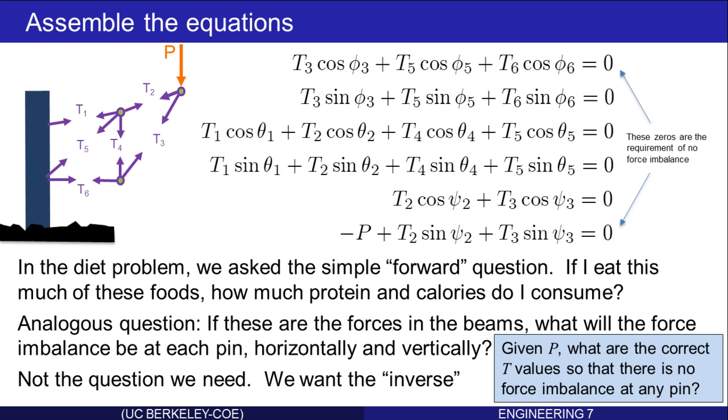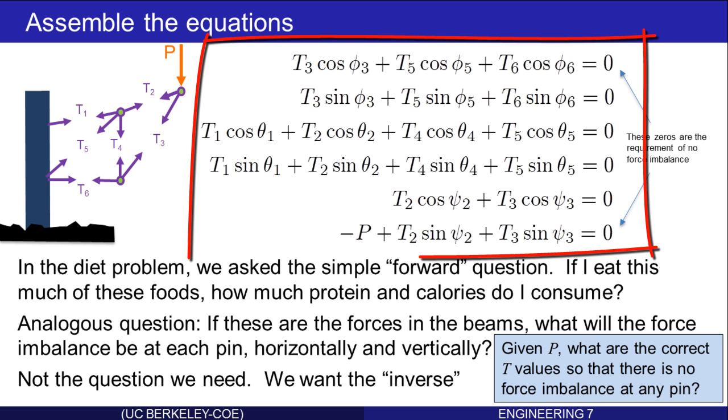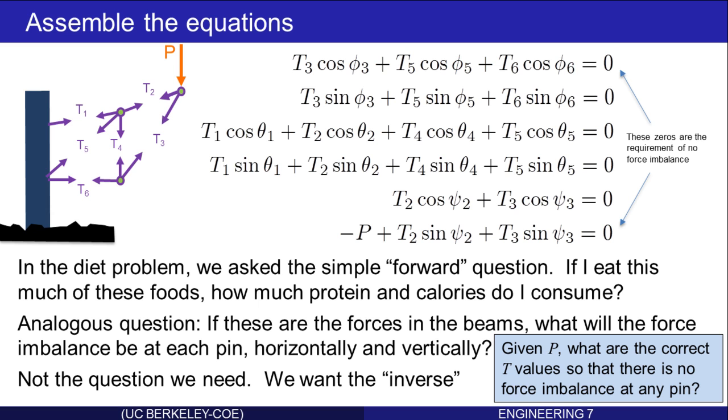Given P, what are the correct values of the T's, T1 through T6, so that there is no force imbalance at any pin? We want to solve these equations, 6 equations with 6 unknowns, and determine the values of T1 through T6 that make it true. It would also be nice if we can convince ourselves that there's only one set of values of T1 through T6 that make it true, that there's one unique solution.